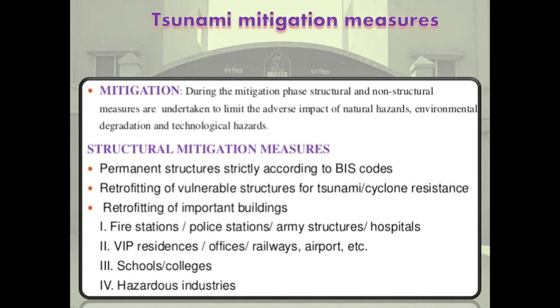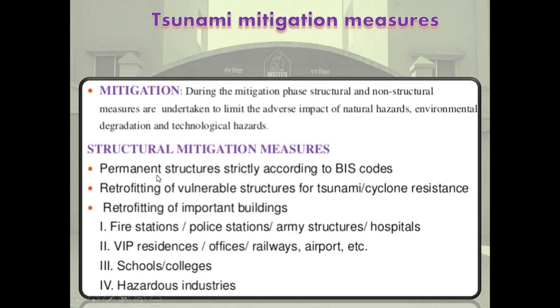Okay. Third, next is tsunami mitigation measures. Coastal villages can be safeguarded from the impact of tsunami by adopting soft solutions and by educating the villagers to follow simple precautionary measures. What is mitigation? During the mitigation phase, structural and non-structural measures are undertaken to limit the adverse impact of natural hazards, environmental degradation, and technological hazards related to tsunami.